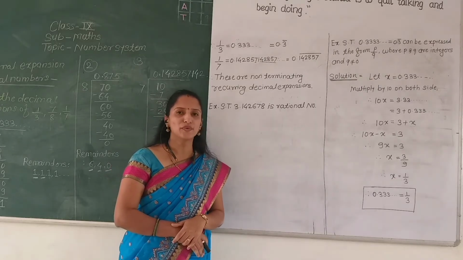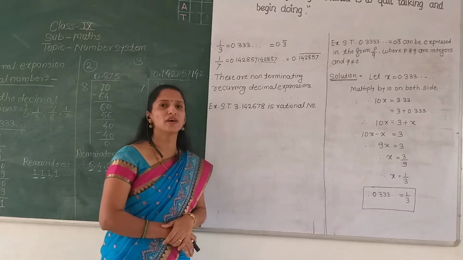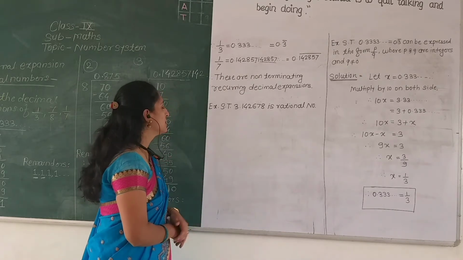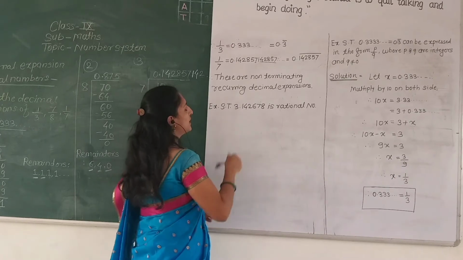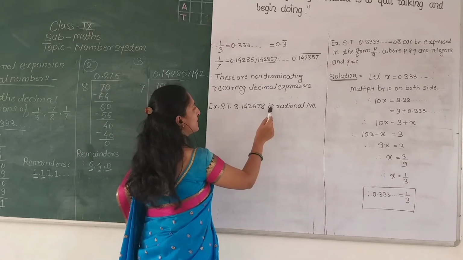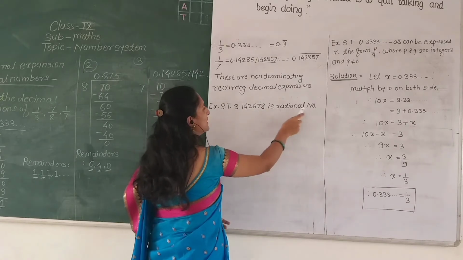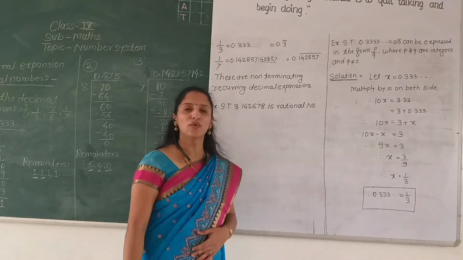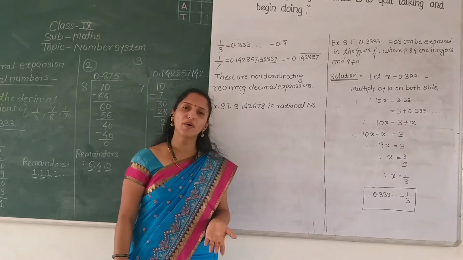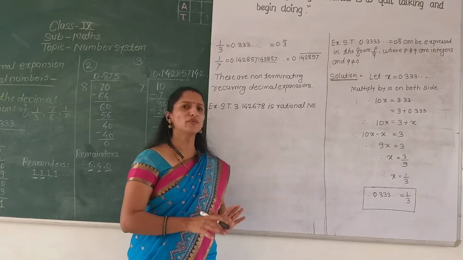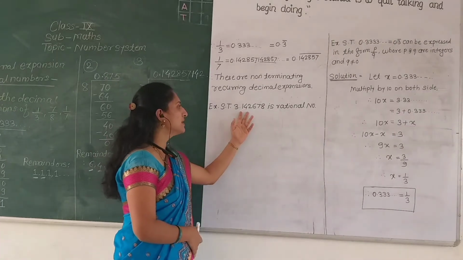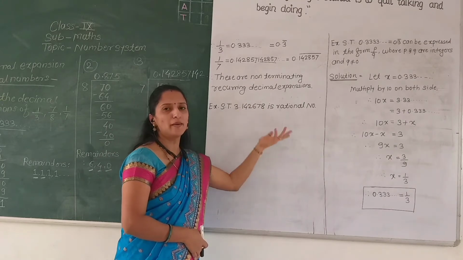Now students, we see some more examples on rational numbers. Here show that 3.14268 is a rational number. We have to show that this number is a rational number. Now a rational number is in the form of P upon Q. That means we have to only show that this number can be written in the form of P upon Q.